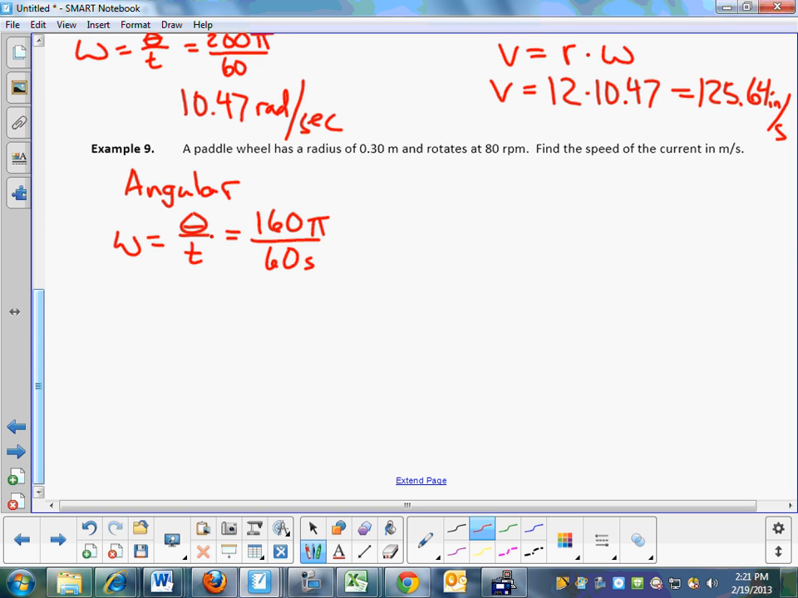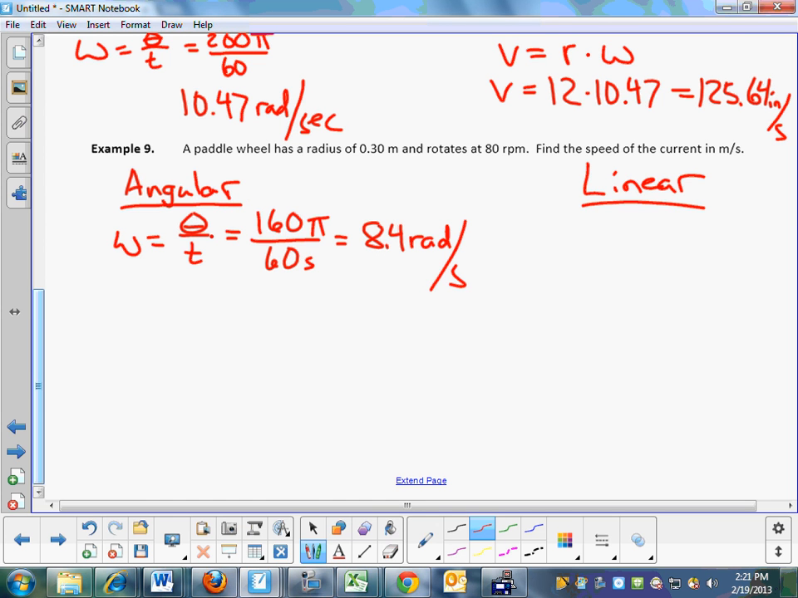What if it was rotations per second? What would you put on the bottom? 1. It's just 1 second in a second. So, okay. 160 pi divided by 60. 8.4 radians per second. So I'm going to transfer that into linear speed.